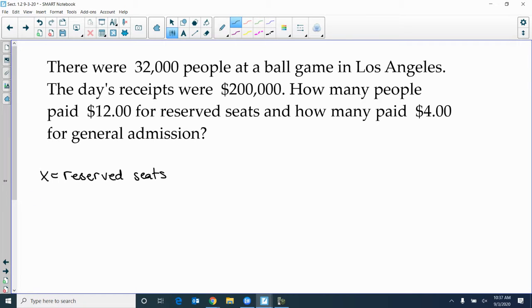So 32,000 minus X equals general admission seats.